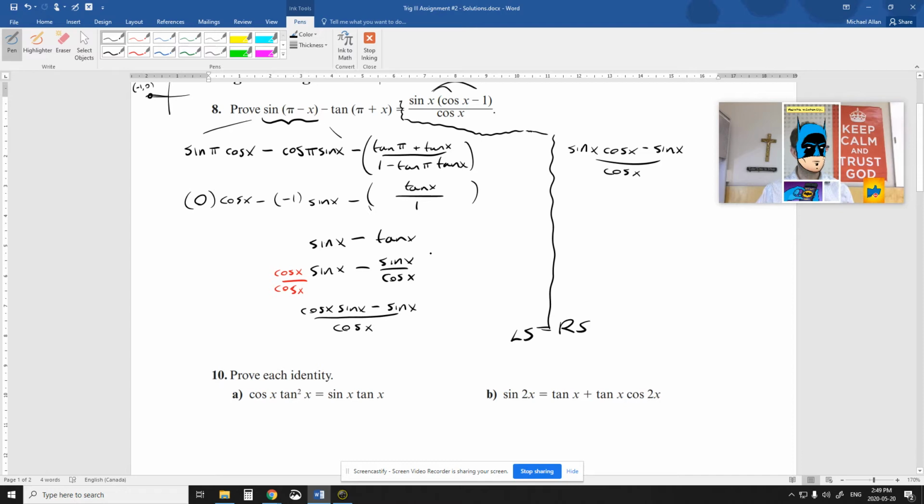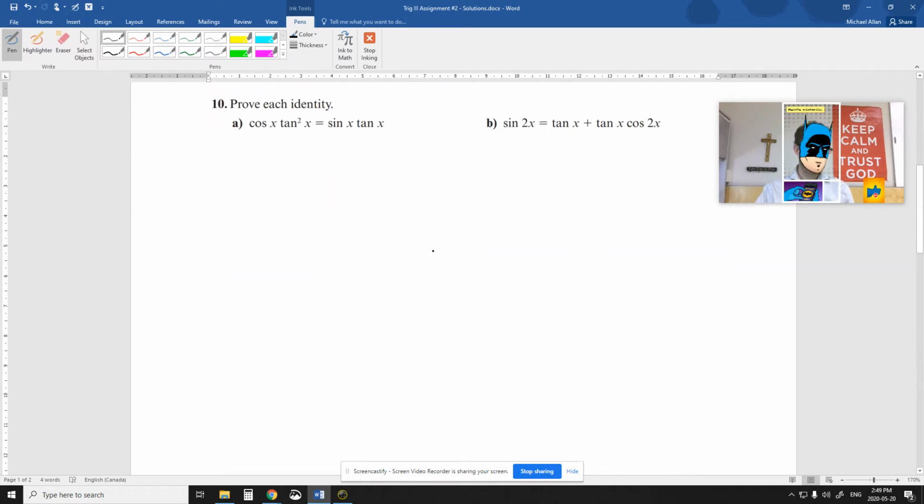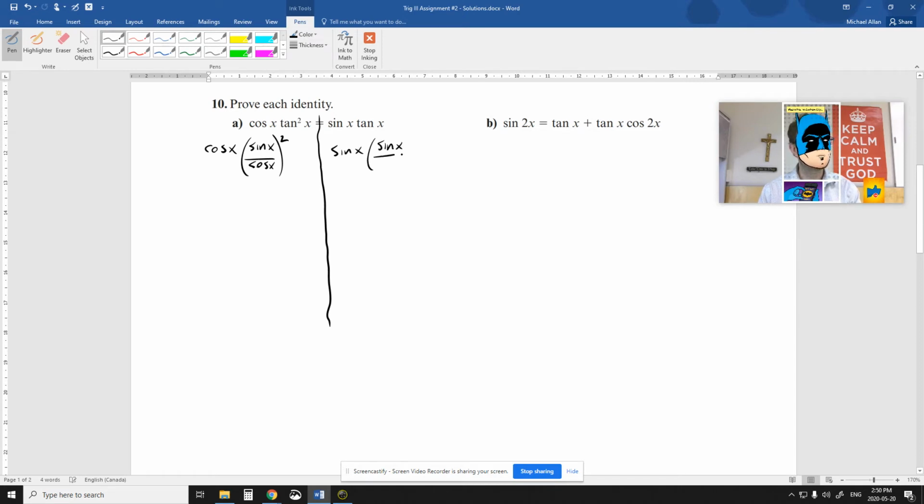Whew. That's a trickier one. Let's try this next one here. We want to prove this identity. So I'm going to put a line right down the middle. I'm not allowed to cross that line. So first, because they have mixes of tans and cosines and stuff, I'm going to change the tan into a sine over cos. And the same thing on the other side here, I'm going to change this to sine over cos.